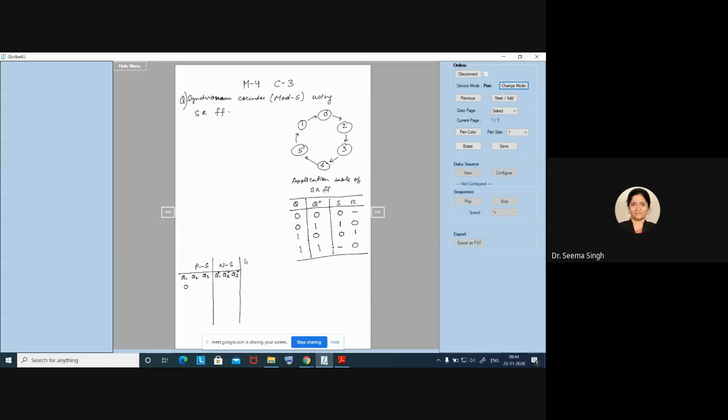So if present state is 0, 0, 0, that is I'm starting from this 0. If present state is 0, 0, 0, next state is 2, right? 0, 1, 0. So that I have to complete it. If present state is 2, next state is 3. If present state is 3, next state is 6. Right? 6 means 1, 1, 0. Right? Then if present state is 6, next state is 5.